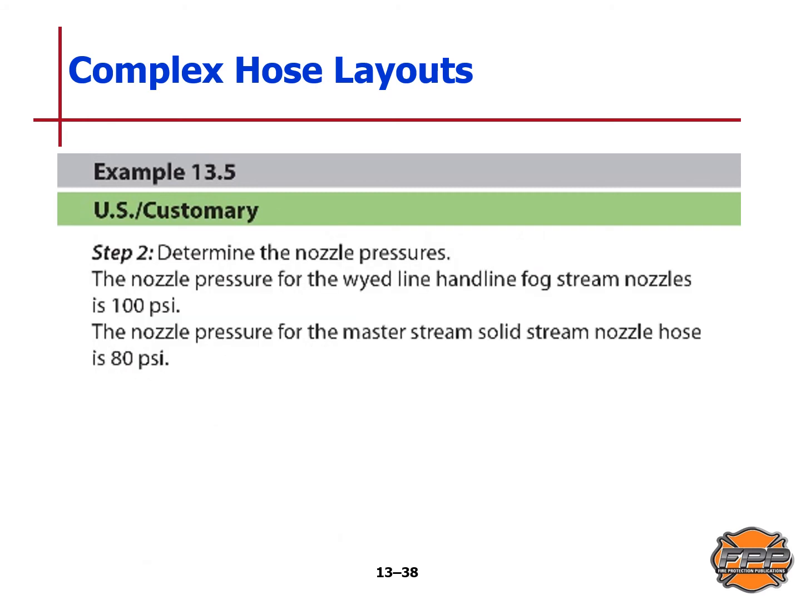Step 2, determine the nozzle pressure. The nozzle pressure for the wide line, hand line, fog stream nozzles is 100 psi. The nozzle pressure for the master stream solid stream nozzle is 80 psi.